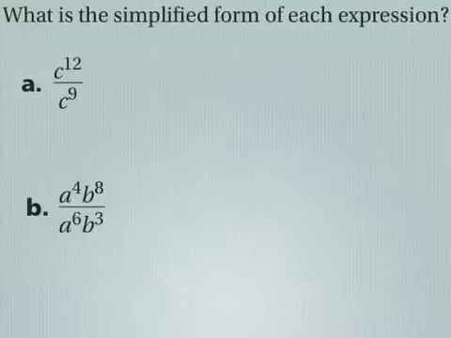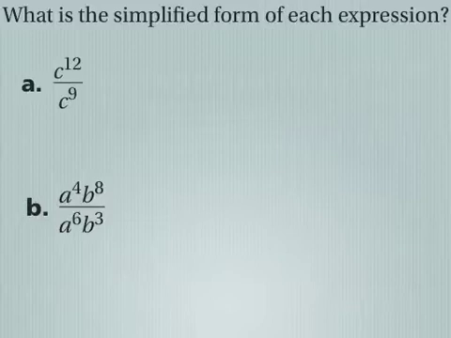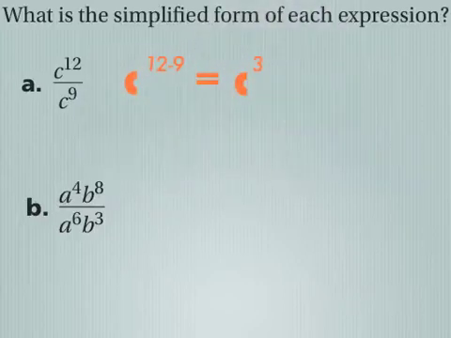What is the simplified form of each expression? A, we have c to the 12th divided by c to the 9th. These both have the base of c, so we're going to leave that alone and we're going to subtract 12 minus 9. Well, 12 minus 9 is 3, so my final answer would be c to the 3rd power.